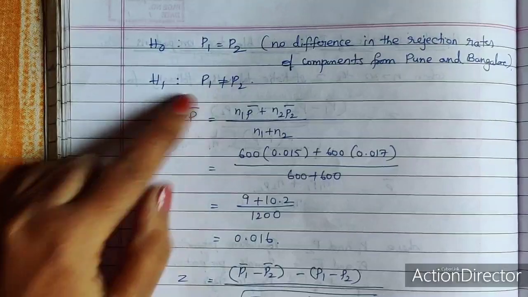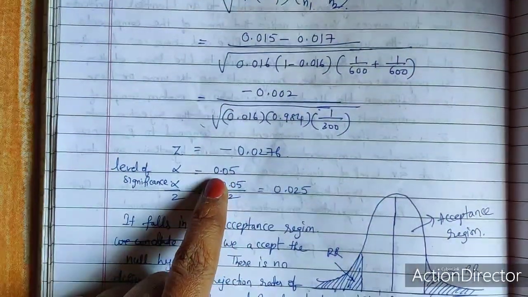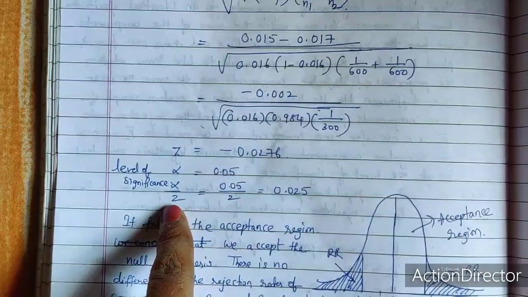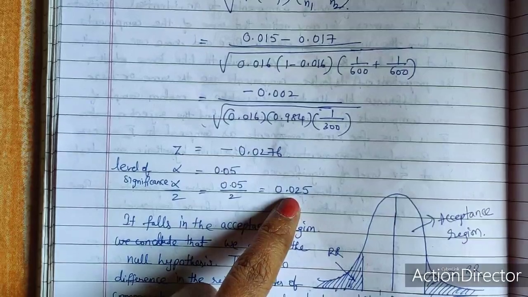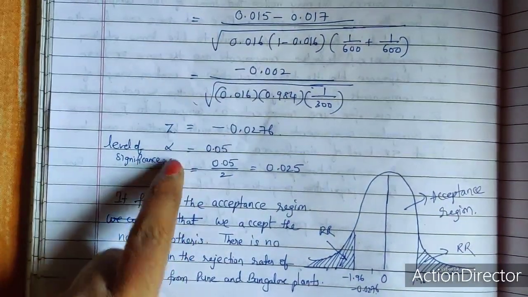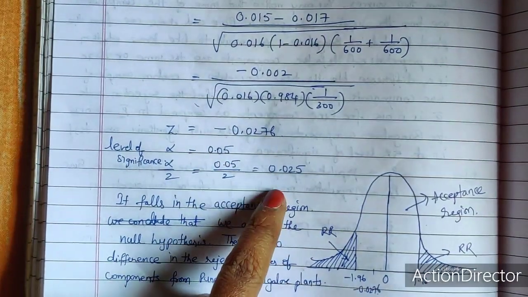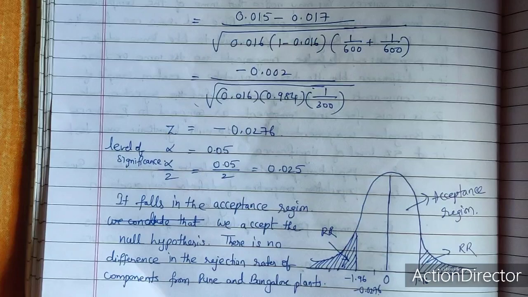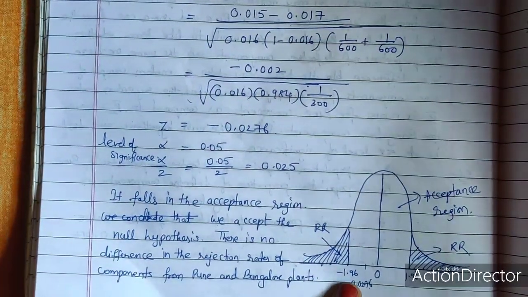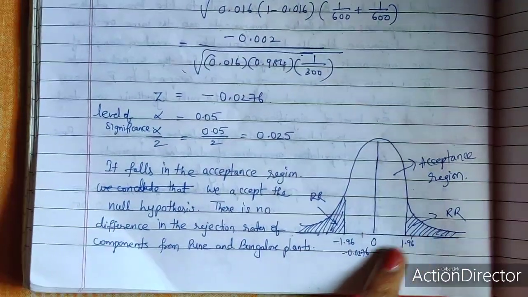Here also we have to perform the two-tailed test because we have taken not equal to in the null hypothesis. We are given the level of significance equal to 0.05, and we calculate alpha by 2, which gives 0.025. At alpha equal to 0.025, the table value is plus or minus 1.96, as we have already discussed. So plus or minus 1.96 we have to plot in this graph.